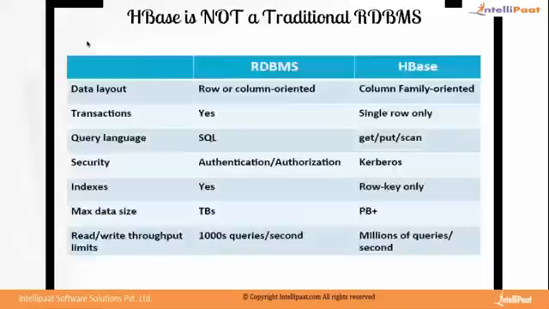Okay. Now let's look at the difference between Hbase and a traditional RDBMS, and this will make it very clear what the difference is. If you see the data layout in RDBMS, typically it's column or row oriented. In Hbase it is column family oriented. So we saw what is a column family.